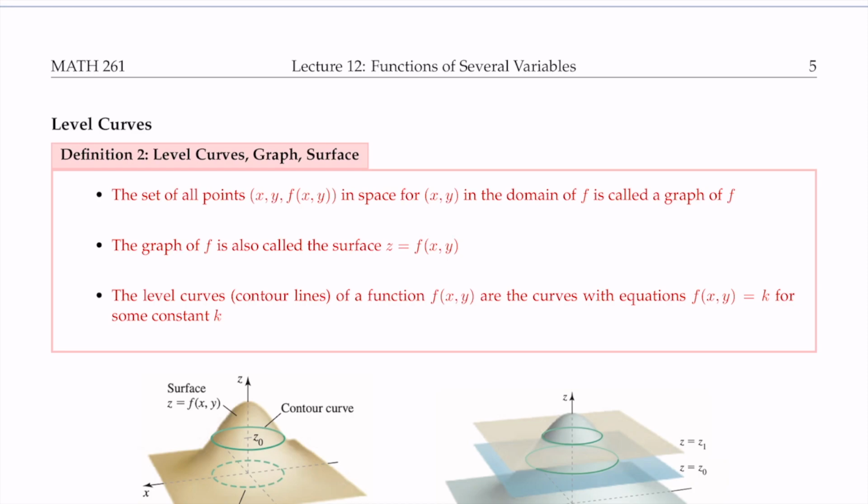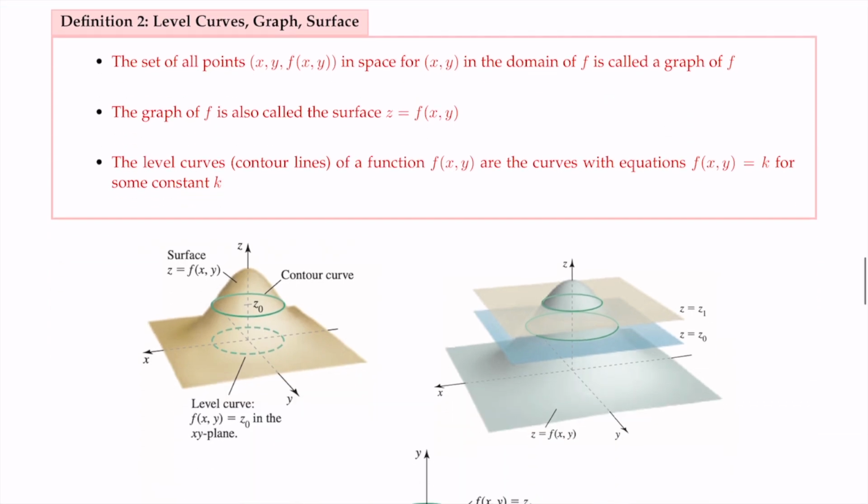There's a very important topic that I want to cover called level curves. We know that the set of points (x, y, z), where z equals f of x, y, for (x, y) in the domain of f, is called the graph of f. The graph of f is also called the surface z equals f of x, y. For instance, this is the graph of a function. So functions of two variables are represented by surfaces in R3.